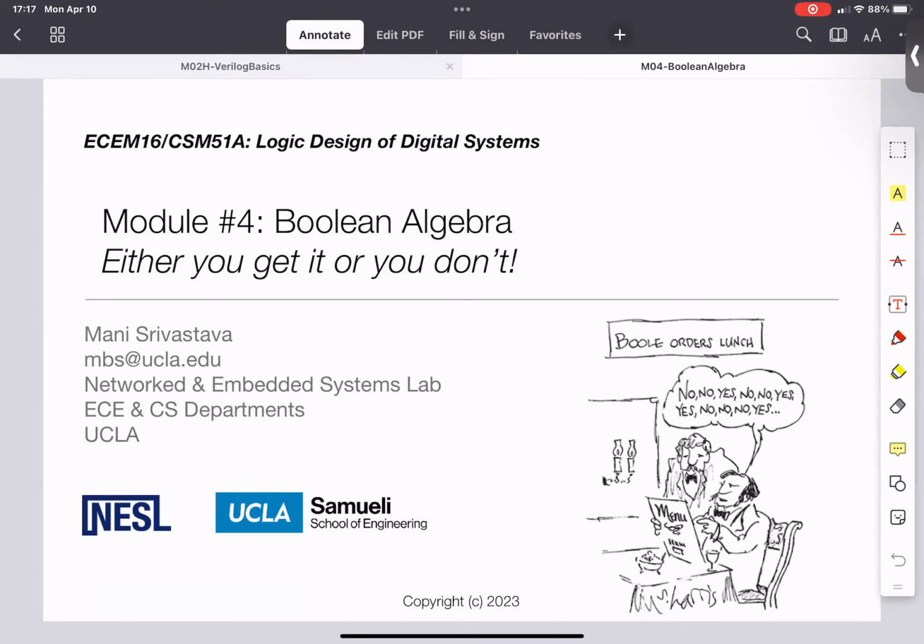Okay, let's resume. So next up, we are going to go into the mathematical machinery. I guess I'm making it sound more fancy than what it is. It's basic, some of what we use behind this, and it's called Boolean algebra. It's basically algebra dealing with Boolean values.